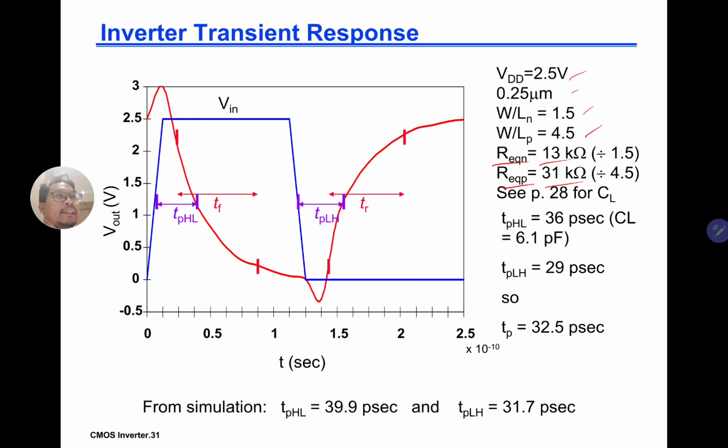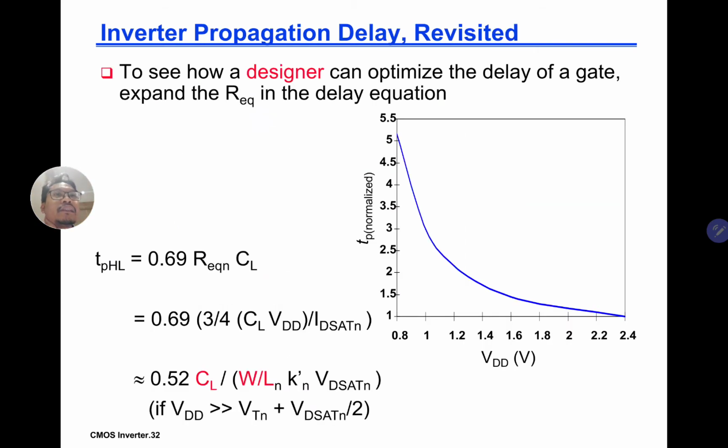But we want to analyze how to get our Req. So to see how then we can optimize the delay of a gate, expand the Req in the delay equation. So we have this, ln2. How we get ln2, if you remember, is from the equation to charge and discharge a capacitor. So it's a basic RC charging network. So 0.69 RC, CL we know.